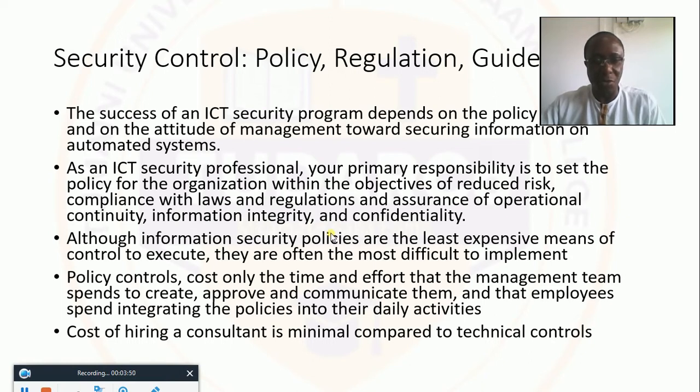Policy controls cost only the time and effort that the management team spends to create them. There is no cost of buying an ICT security policy. The only cost which can be seen by an organization is the time to produce an ICT policy, and probably the time to take experts somewhere in a comfortable place to prepare the policy.